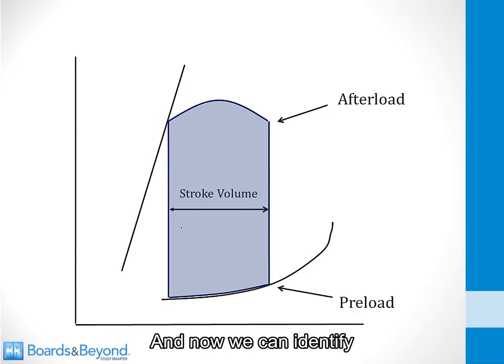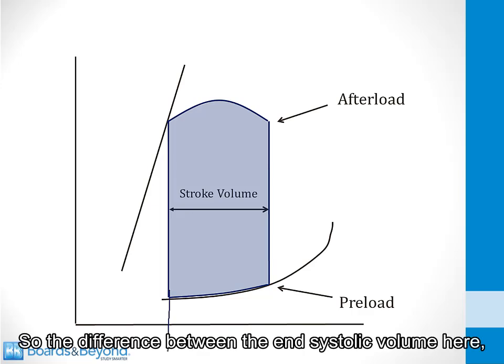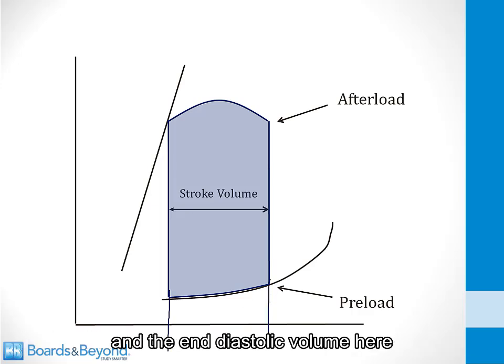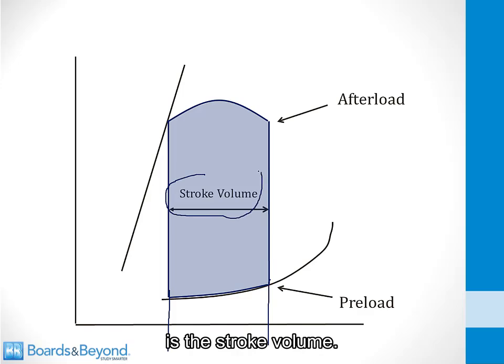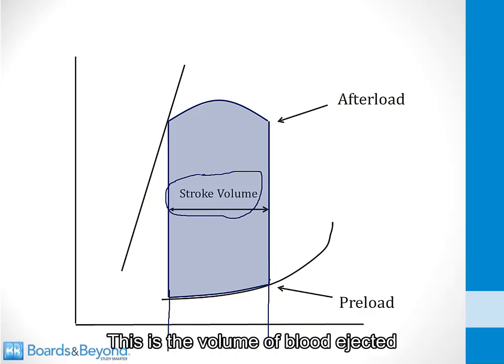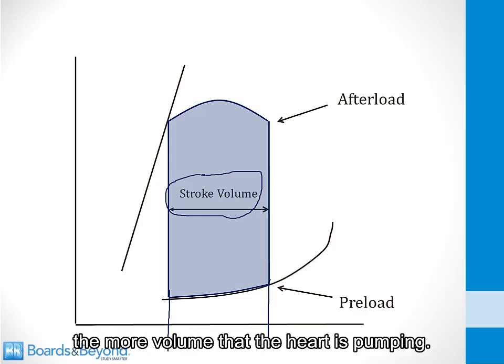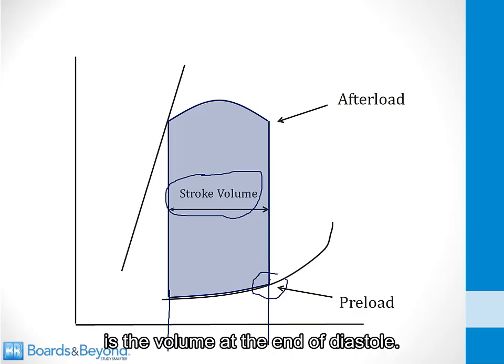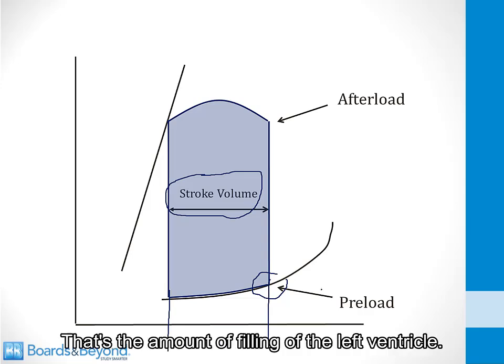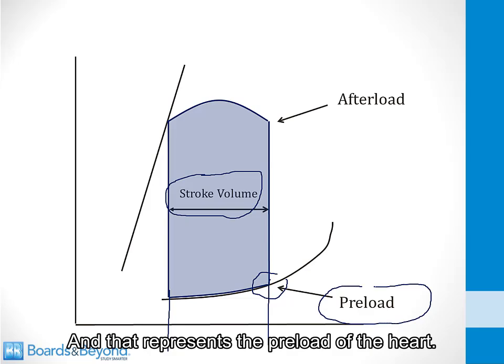And now we can identify even some more important parameters of the left ventricle. So the difference between the end systolic volume here and the end diastolic volume here is the stroke volume. This is the volume of blood ejected from the left ventricle with each heartbeat. The wider the pressure volume loop, the more volume that the heart is pumping. This point down here at the bottom is the volume at the end of diastole. That's the amount of filling of the left ventricle, and that represents the preload of the heart.